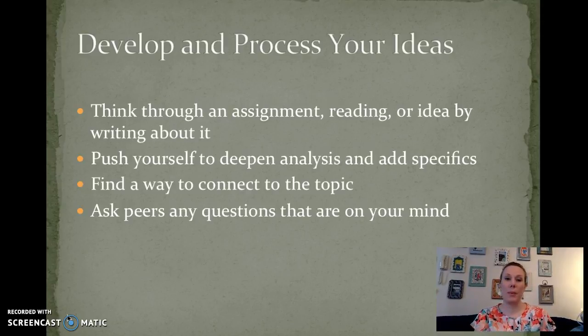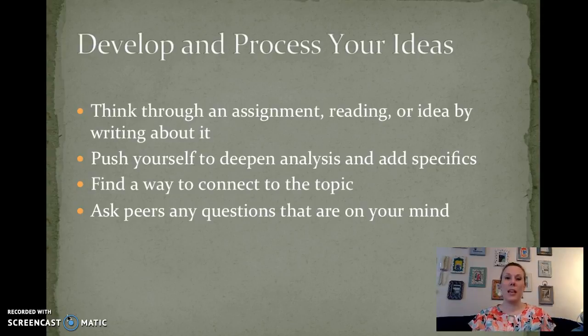The first thing I want to point out is that online discussions give you a place to develop and process your thoughts. It might be a place where you can think through an assignment more, or a reading that you've done, or some kind of idea that you've had. Actually, physically typing or writing it out really helps to solidify your idea and think it through a little bit further. You also push yourself to deepen your analysis and add specifics.